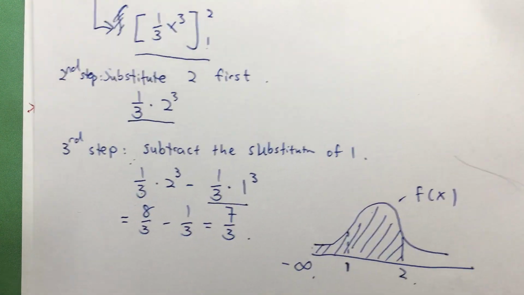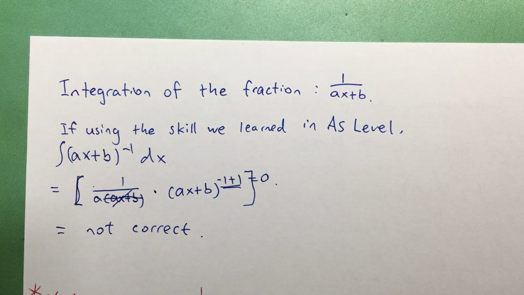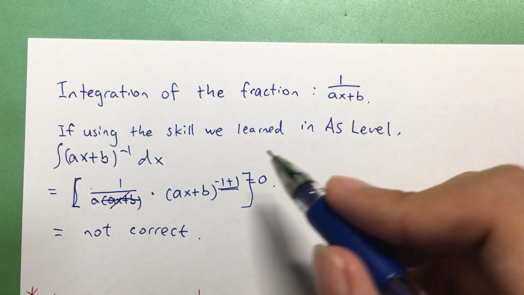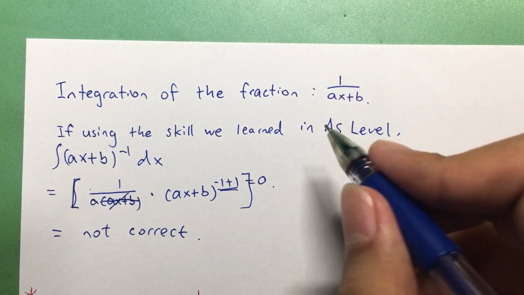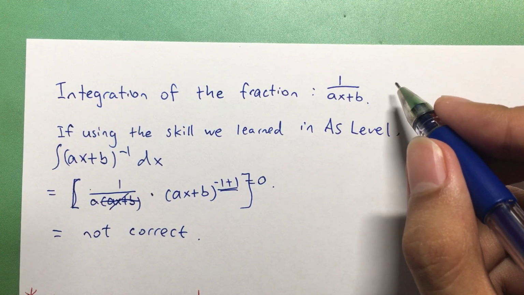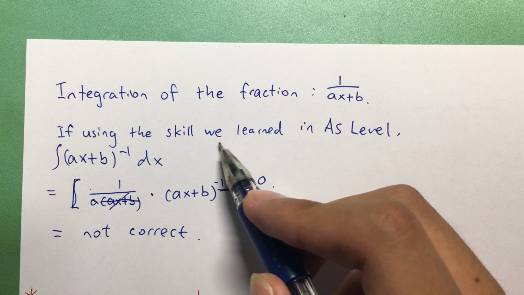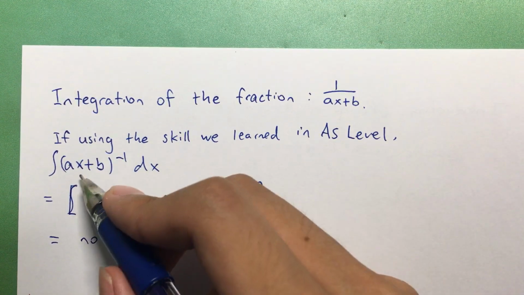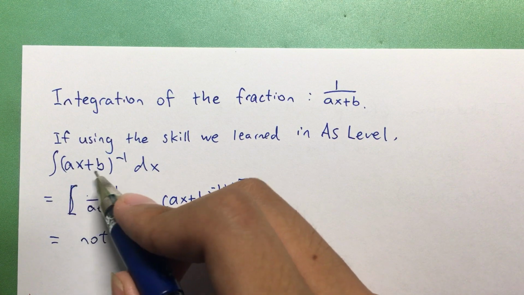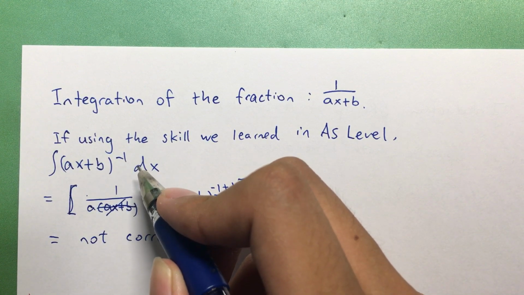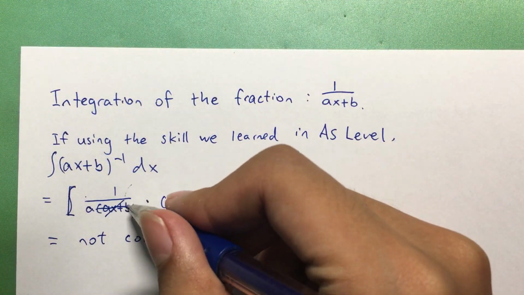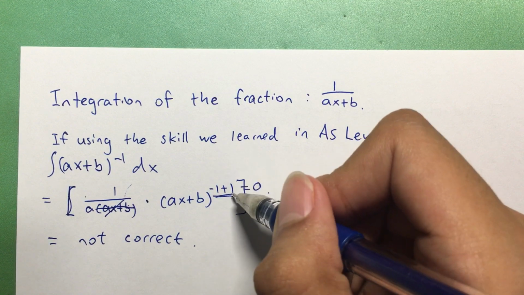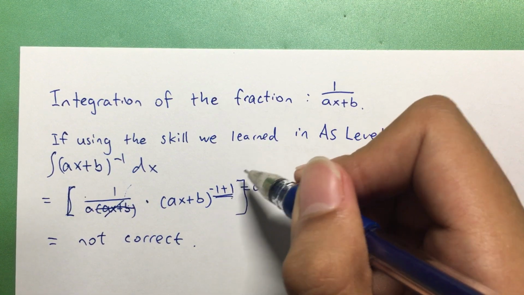And today we are going to do something new, which is integration of the fraction 1 over ax plus b. We can see that this looks like a linear expression, but it's to the power of negative 1. If we try to apply the skill we learned in AS level, we change this fraction into ax plus b to the power of negative 1. And if we want to integrate it, we need to add 1 to the power and put something in front. However, here it's negative 1 plus 1, which becomes 0.